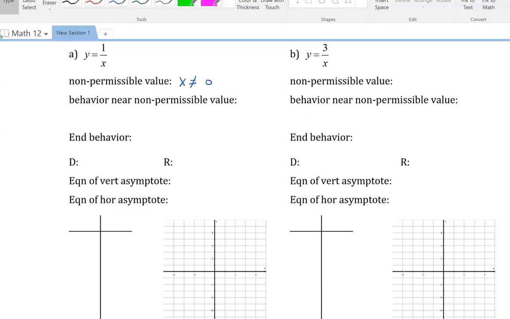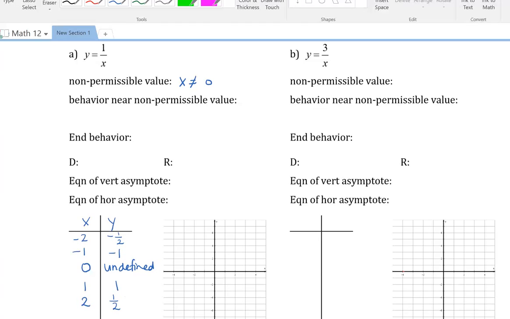So here we have x and y, and we're going to place our non-permissible value of 0 into the middle of our table. And we know that's going to be undefined. And then we'll choose a couple of values on either side. So I'm going to go -2, -1, and then 1 and 2. When I plug in -2 into my equation here, I get 1 over -2, so I get -0.5. Plug in -1, I get -1. 1, I get 1. And I plug in 2, and I get 0.5.